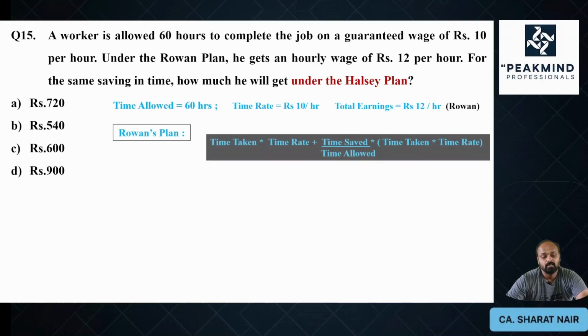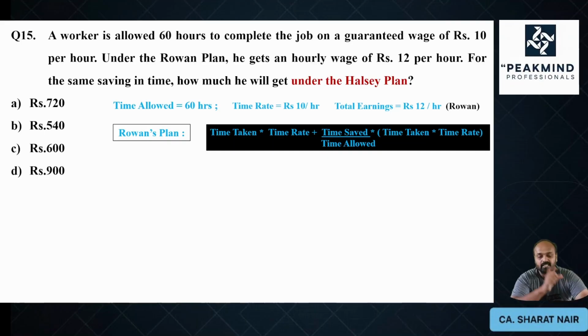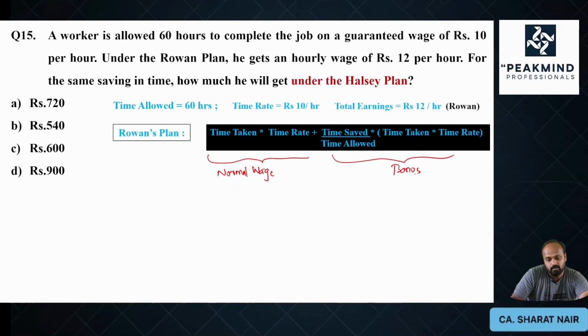Now, the Rowan scheme formula is time taken into time rate. This portion is your normal wage element, and the second half of it is your bonus element. Under this bonus element, what is the criteria under the Rowan scheme? Now what they're saying is you find out your total wages. This is nothing but time taken into time rate. In this, find out the percentage of hours he has saved, and to that extent, from the total wages, you give him that percentage as the bonus. That is the logic of the formula.